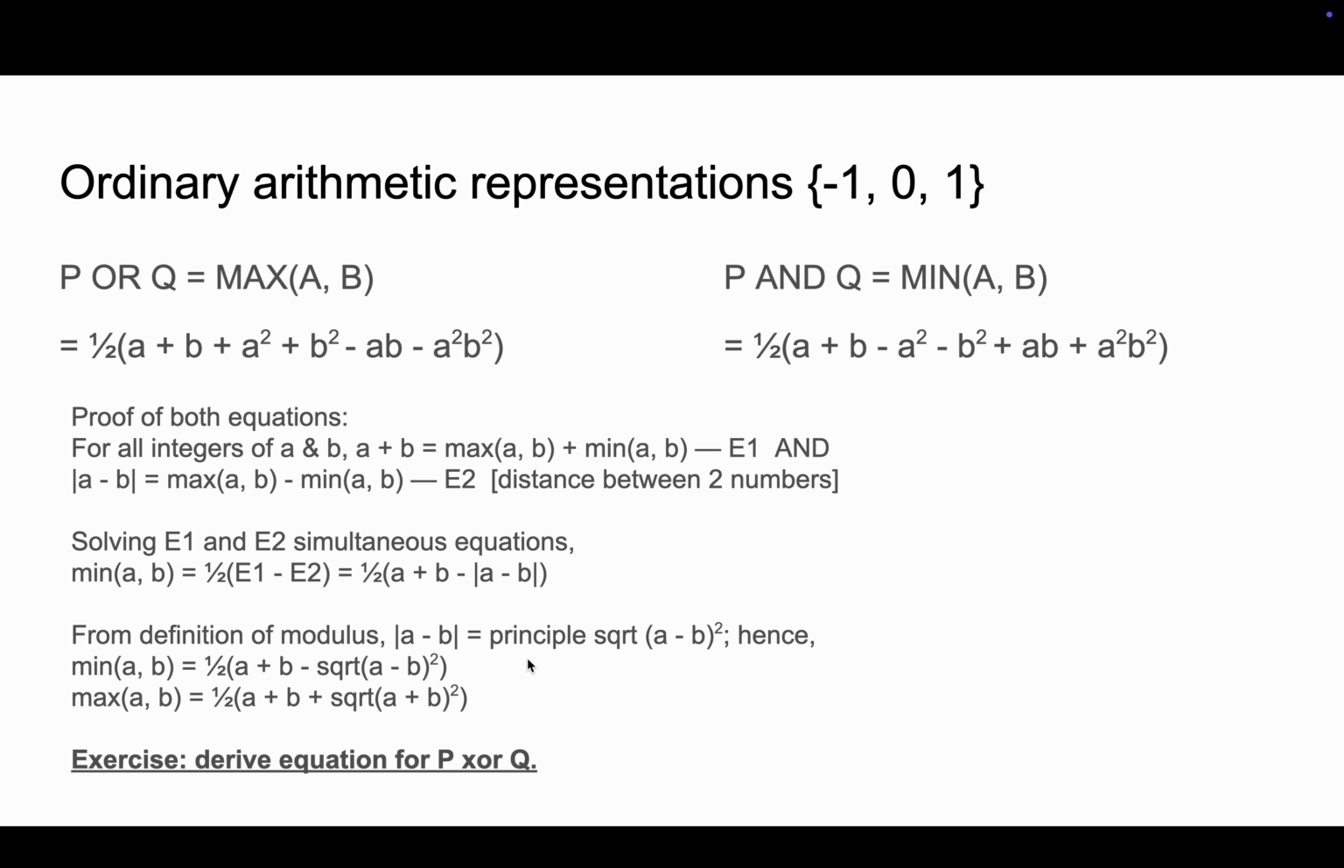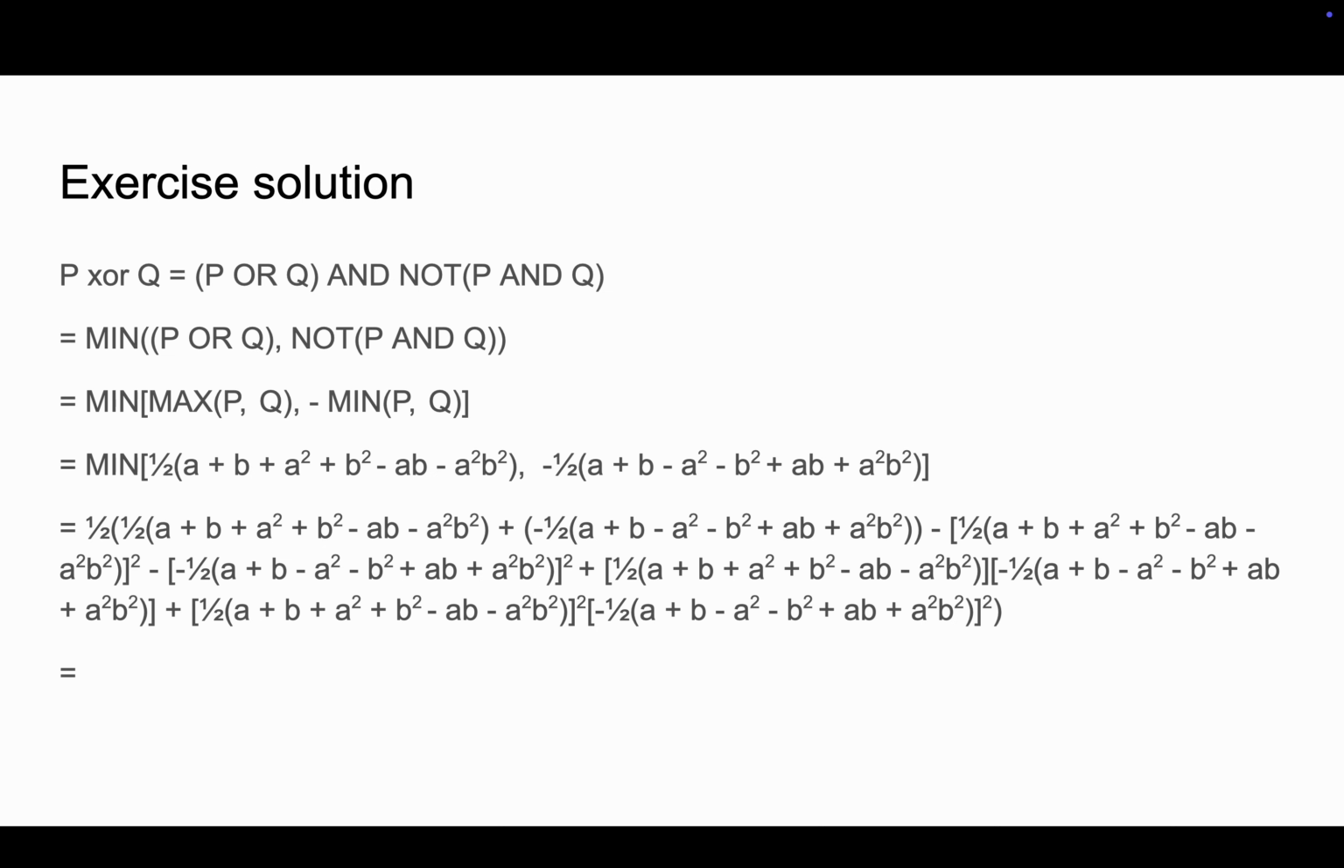So that's the interesting part for three-valued logic. It is that you can actually simplify disjunction and conjunctions by a polynomial equation. An exercise for the reader is to derive the polynomial equation for the statement P exclusive or Q, which means either P or Q.